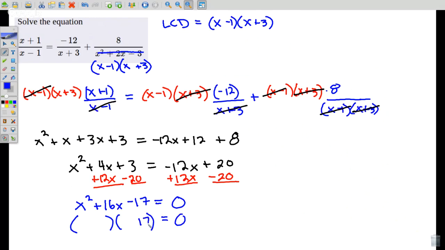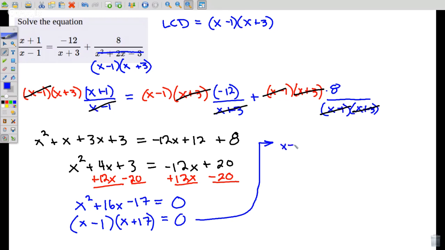It's got to be 17 times 1, and 17 is negative. 1 has to be positive with 1 negative. And here, let's see, 16 is positive, so the 17, the bigger number, must be positive also. 1 must be negative. So again, that's an educated guess, making it all the more important I check shortly. Move over here.